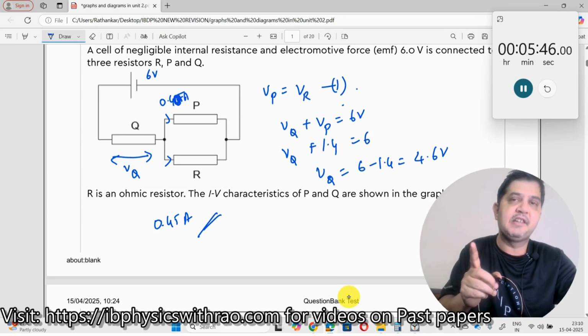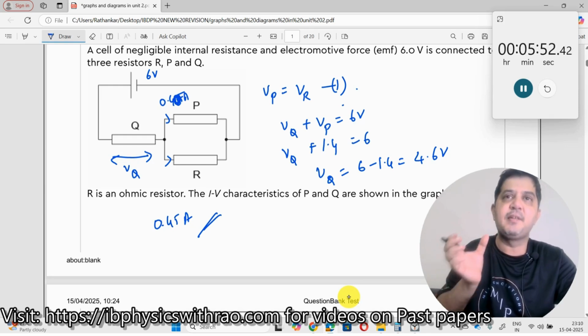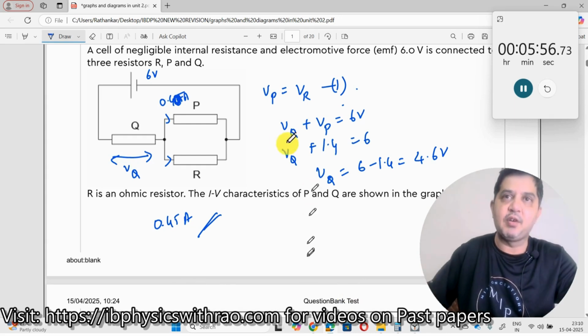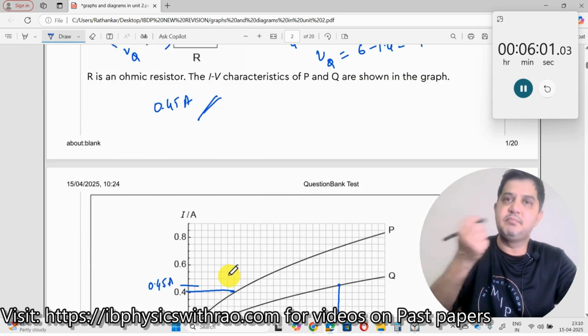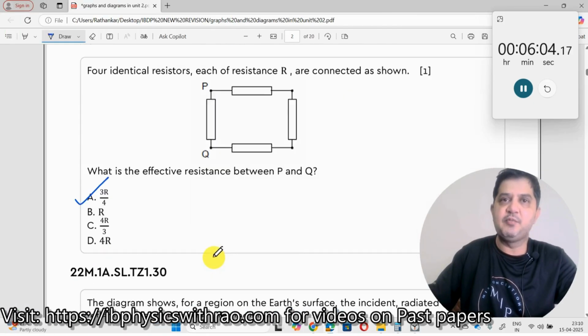The reason is that they get confused about what a parallel circuit is. A parallel circuit is one where the potential difference remains the same. Current may or may not remain the same. So take this into account. We have used both the circuit diagram and the graph to extract the information. Now let us move on to the next one.